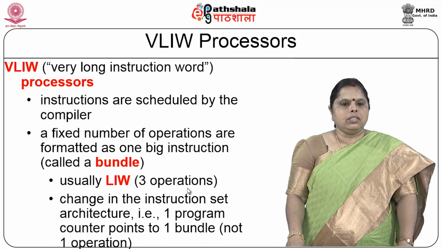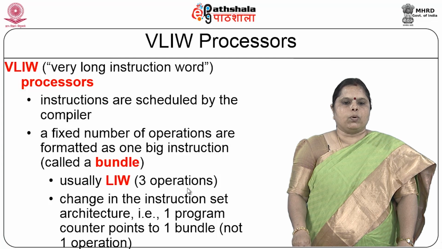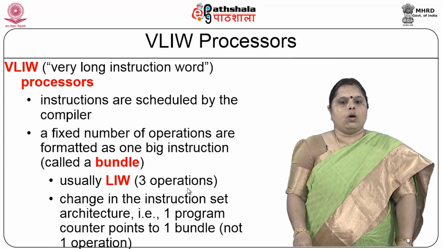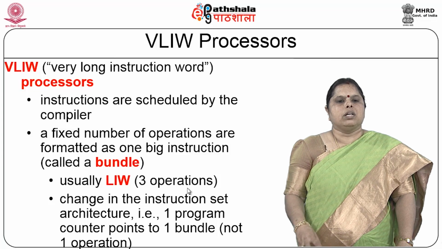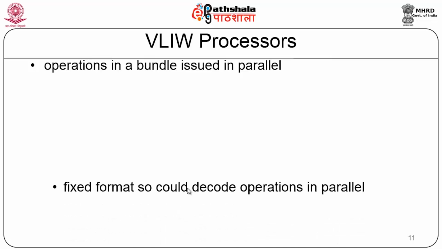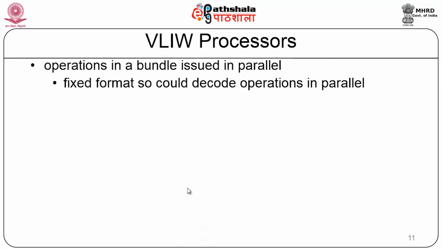So, there is a change in the instruction set architecture. Earlier you know that the program counter value points to one instruction or one operation, but now it points to one bundle which consists of multiple instructions or multiple operations. In VLIW processors, when the compiler forms these bundles, the architecture simply issues this bundle every clock cycle. It uses a fixed format, and because of the fixed format, decoding operations can happen in parallel.